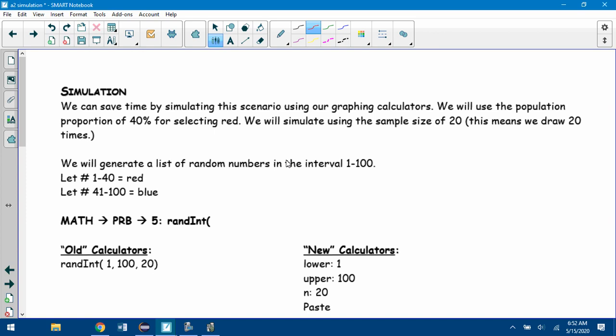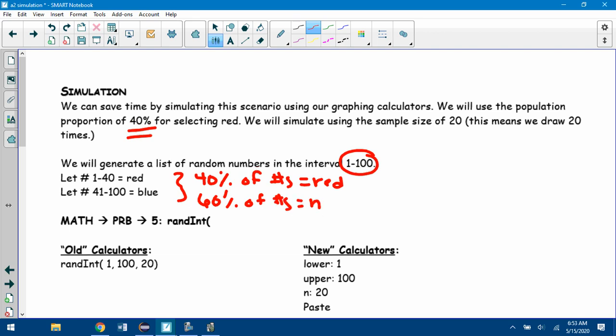So how we're going to do this is we're going to make a list of random numbers. And I'm going to choose 1 to 100 just because those are easy to divide up. If I want 40% of my numbers from 1 to 100 to be red, numbers 1 through 40 can be red. That means the other numbers, 41 through 100 in this case, are not red, in this case blue. What you choose for your random numbers doesn't really matter as long as 40% of numbers are red, because that's the qualification. That means the other 60% of numbers are not red.